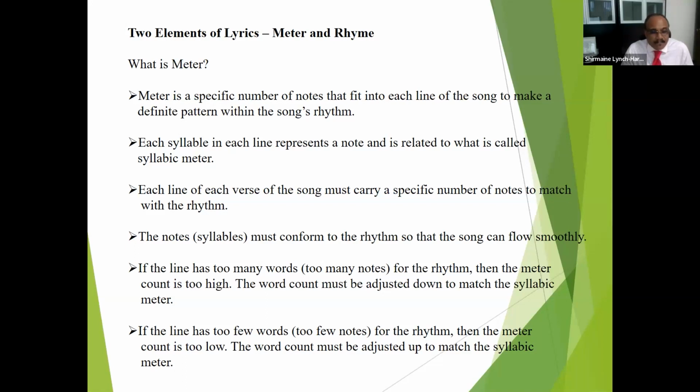I said it before. If the line has too many words or too many notes for the rhythm, then the meter count is too high, and the word count must be adjusted down to match the syllabic meter. Now, if the line has too few notes for the rhythm, then the meter count is too low, and the word count must be adjusted up to match the syllabic meter. All right?